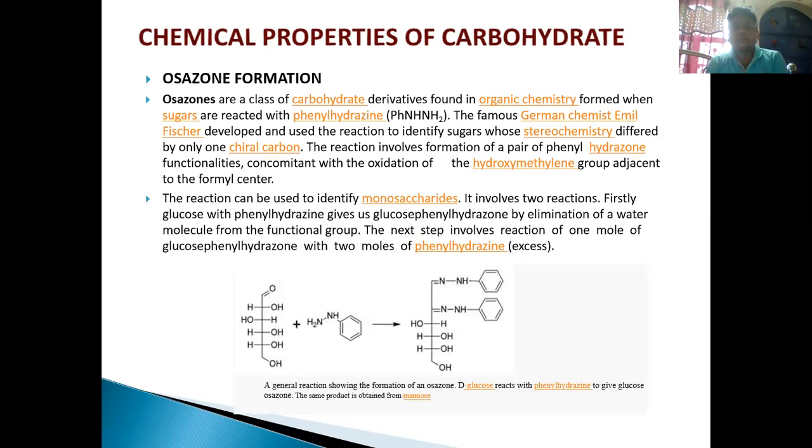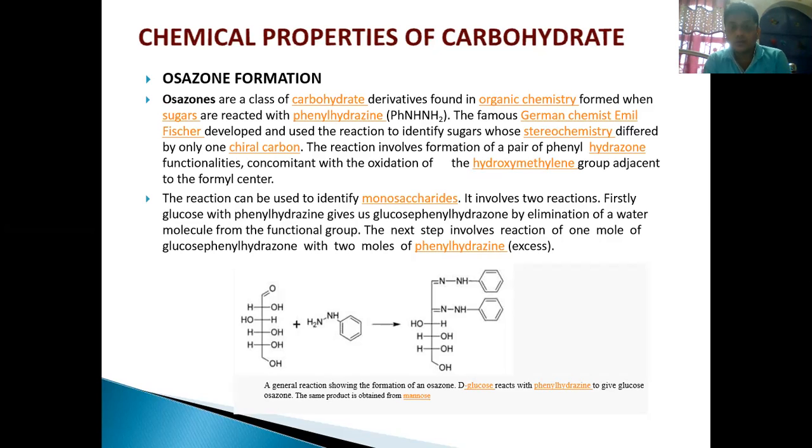Osazone formation is a very important property of carbohydrates, when a carbohydrate is reacted with excess phenylhydrazine. Osazones are a class of carbohydrate derivatives found in organic chemistry, formed when sugars are reacted with phenylhydrazine. The famous scientist Fischer developed and used the reaction to identify sugars whose stereochemistry differs by only one chiral carbon. So, what is a chiral carbon? Basically, a chiral carbon is a carbon that has four different groups. This carbon is called the chiral carbon.